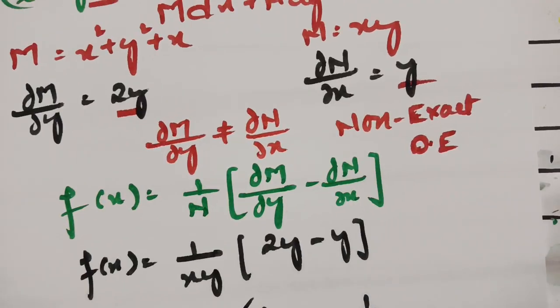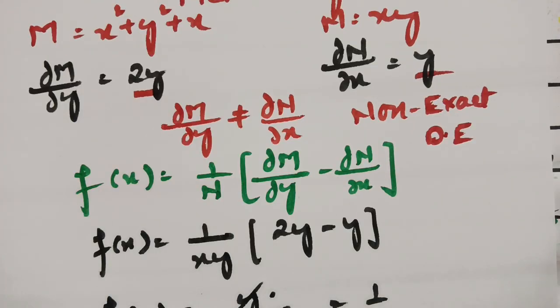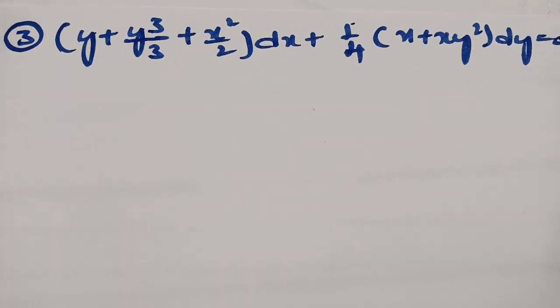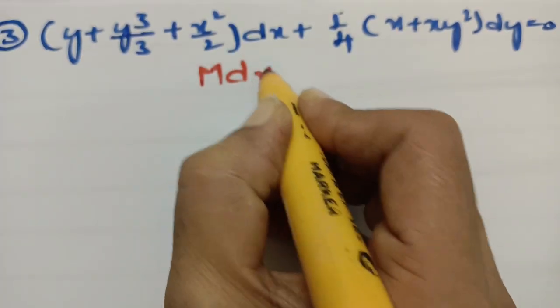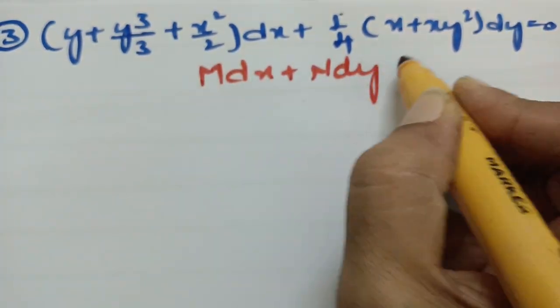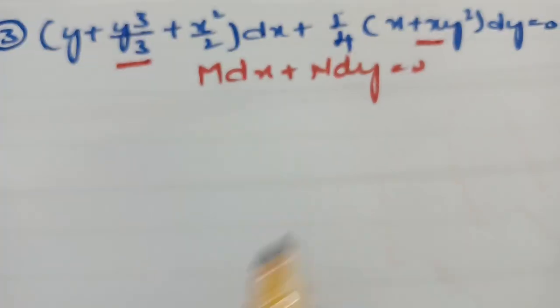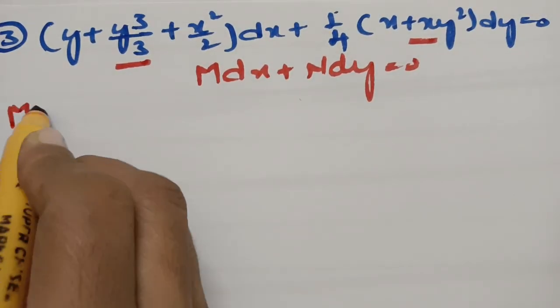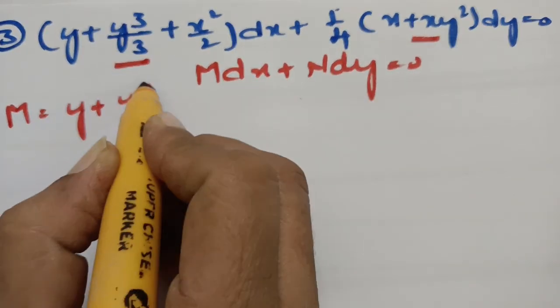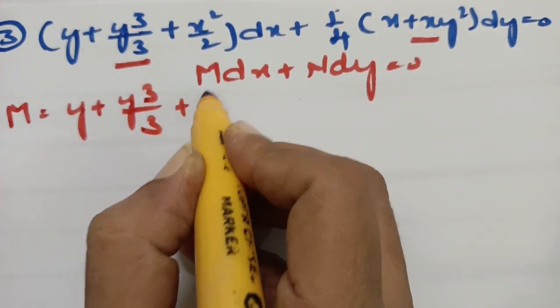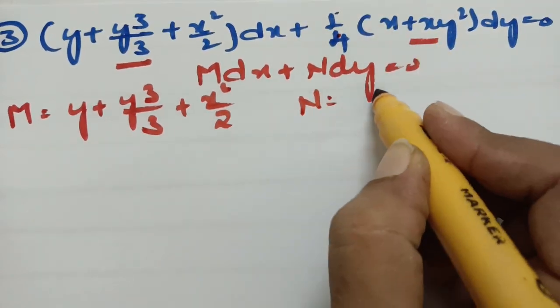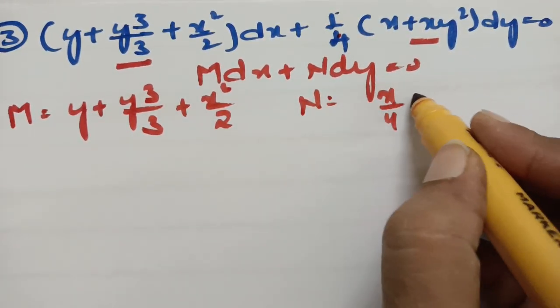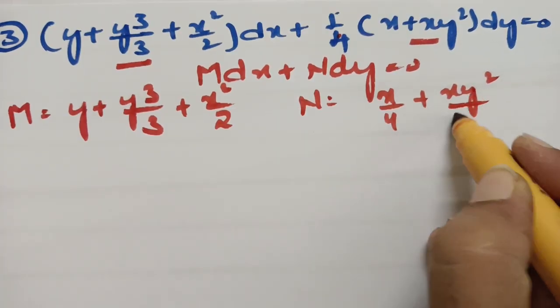As the steps are very simple to follow, please try them. The third question here is again of the form m dx plus n dy. This is the m value and this is the n value. What is our m value here? This is y plus y³/3 plus x²/2. And what is our n value? If I multiply, this will be x/4 plus xy²/4.